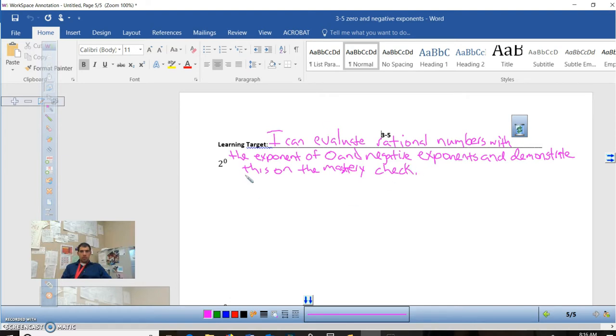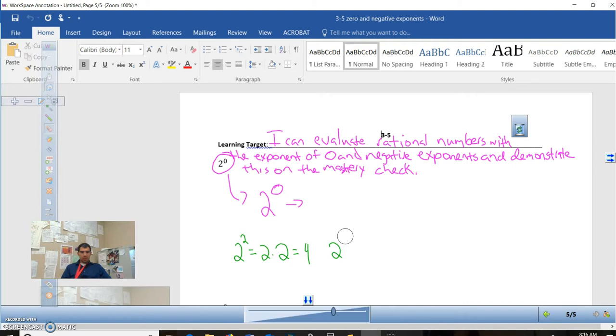So the first one we're going to look at is 2 to the 0 up here. What is 2 to the 0? If you have an exponent of 0, what does that mean? Well, if we don't really understand 2 to the 0, maybe we go back to what we do understand. So what is 2 squared? Well, that's 2 times 2, it's 4. What is 2 to the first, or just 2? A lot of times we don't write the first on there. Well, that's 2.